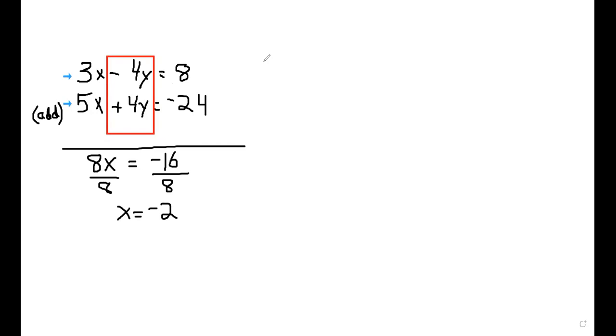Okay, so we have 3x. Now, what is x? We just figured out x is negative 2, so I'm going to put parentheses here. So 3, that means 3 times negative 2 minus 4y equals 8. Okay, so far so good. What's 3 times negative 2? Well, of course, that's negative 6 minus 4y equals 8.